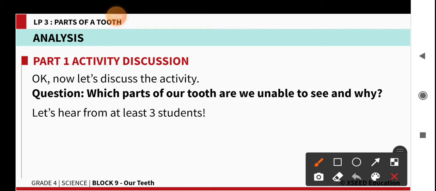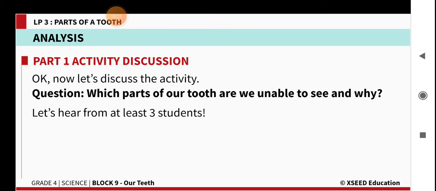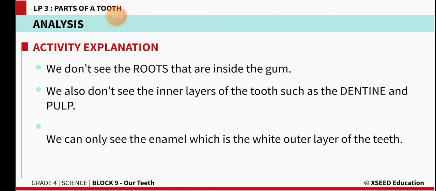Which parts of our teeth are we unable to see and why? Which part can't we see? The root part we can't see because it is inside the gum. They are fixed inside the gum. That's why we cannot see the root parts.